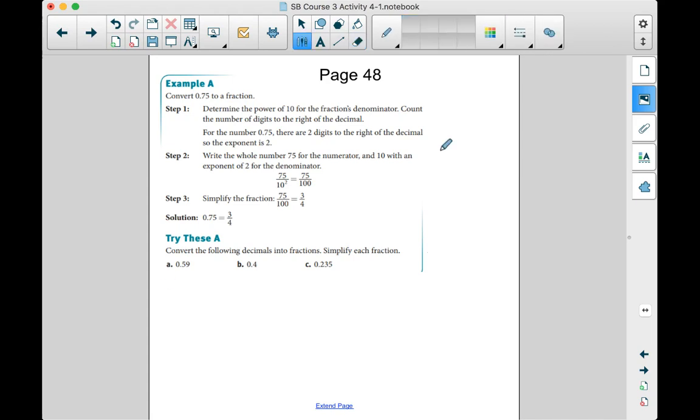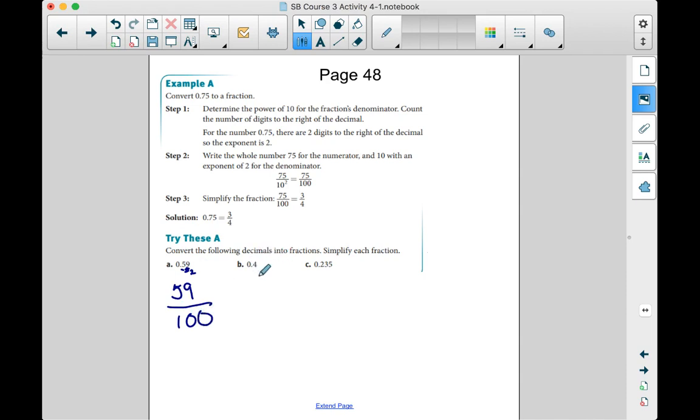All right, great. Let's practice this. Here, convert the following decimals into fractions and simplify each fraction. You have to know how to read these decimals. This has 2 decimal places, so we would say 59 hundredths. I would put 59, and because my last decimal place is in the second spot, I'm going to put it all over 100.